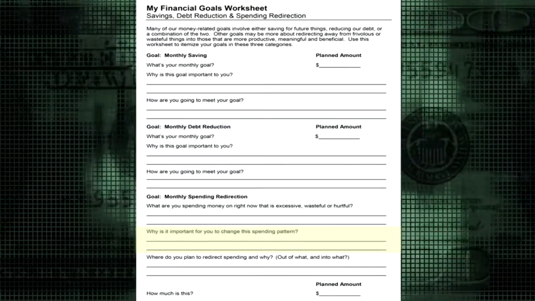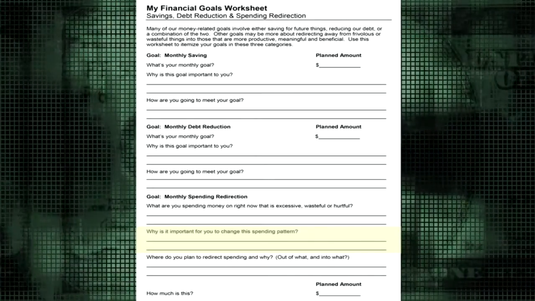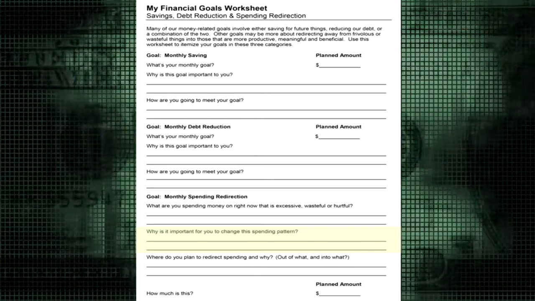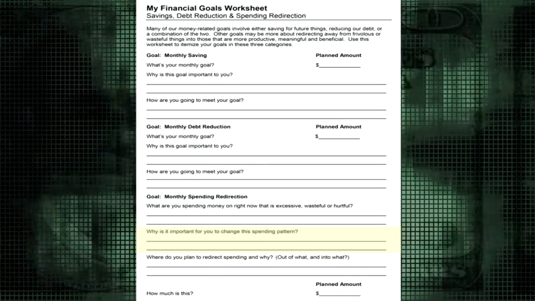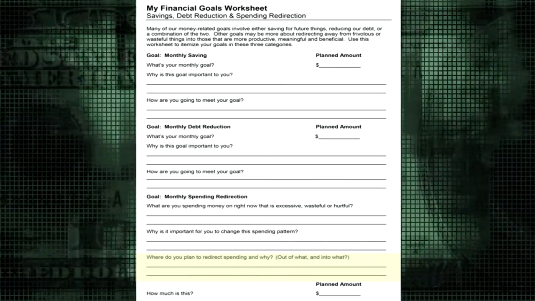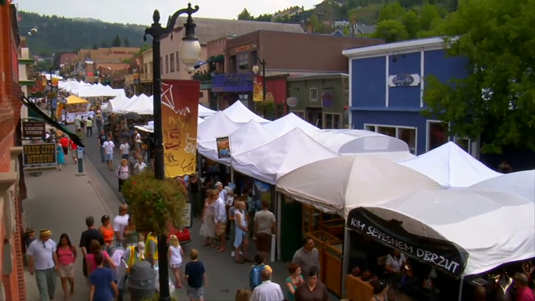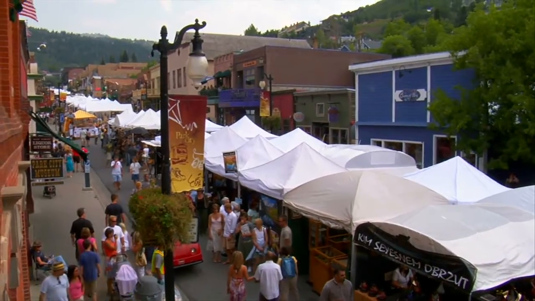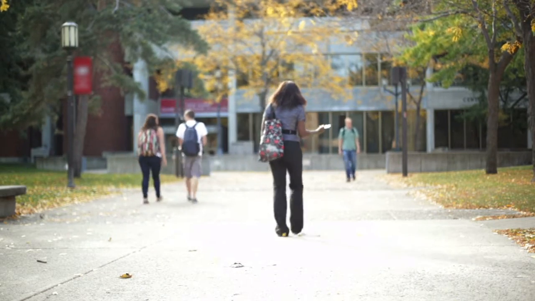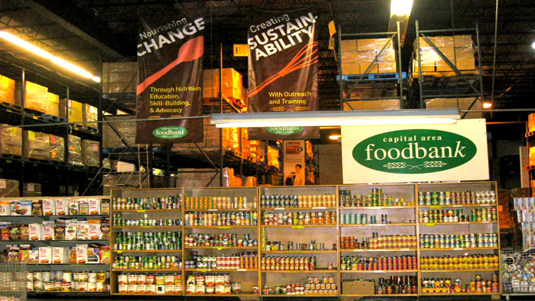State why it's important to change this spending pattern. An honest and considered answer will help reinforce your commitment to redirecting your spending. One or two key phrases are all you need. Identify where you plan to redirect your spending. These items and activities can be part of a larger plan or smaller yet significant things. For example, taking some of what you spend on parties and entertainment and redirecting it into college courses as part of a larger plan, or taking part of what you spend on your cable TV package and redirecting it into buying canned goods for your community food bank.